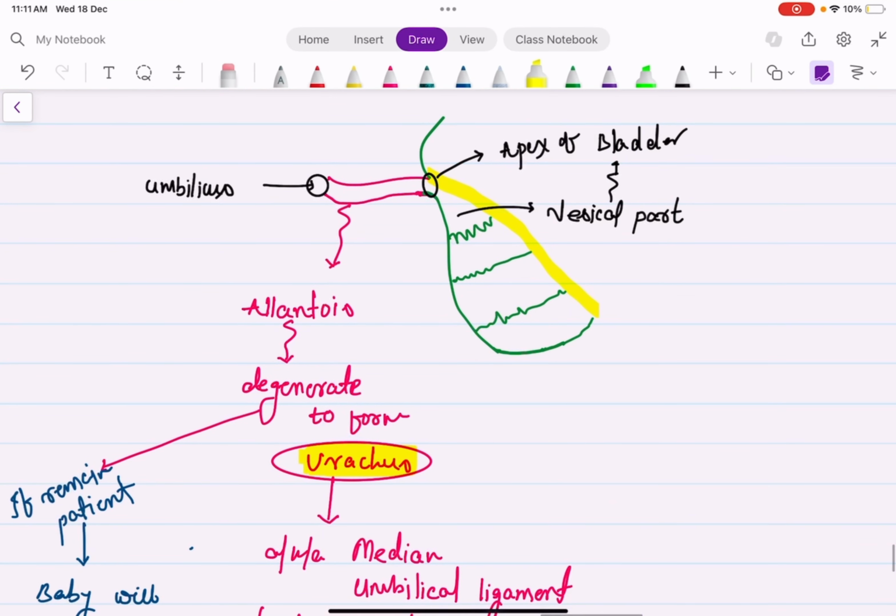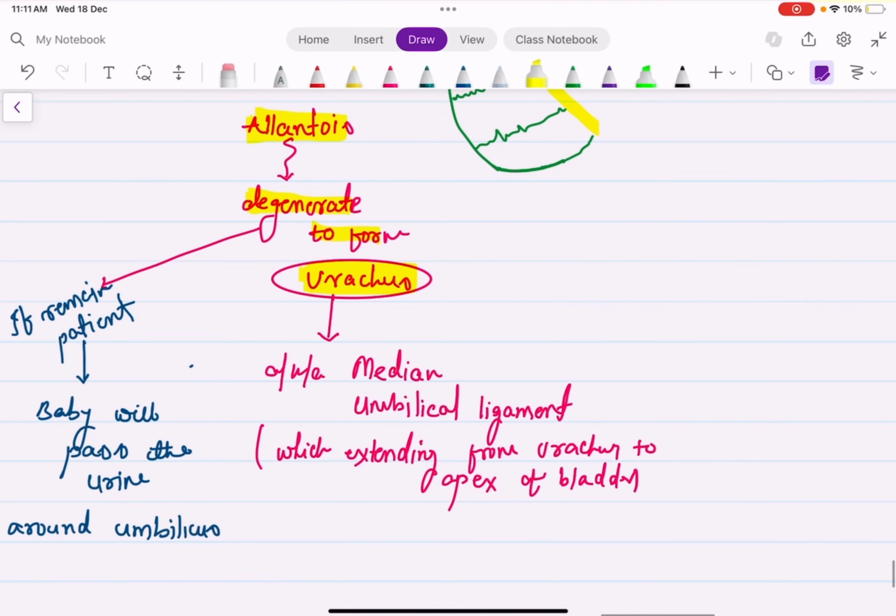Now coming to the allantois. What is the allantois? It extends from the umbilicus to the apex of the bladder. The allantois degenerates to form the urachus. It is also known as the median umbilical ligament, which extends from the umbilicus to the apex of the bladder.